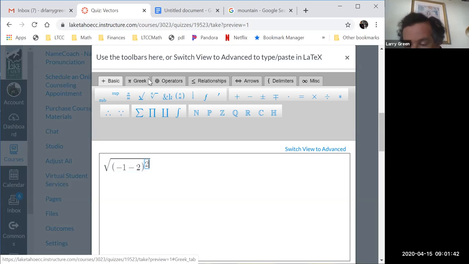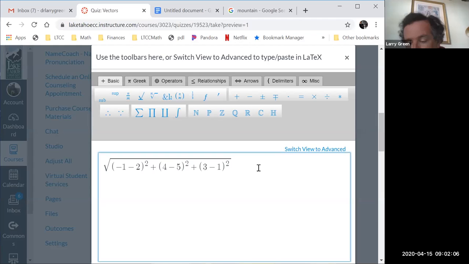Squared, plus, and then it will be 4 minus 5 squared, and then plus, and then it'll be 3 minus 1 squared. Any questions so far?